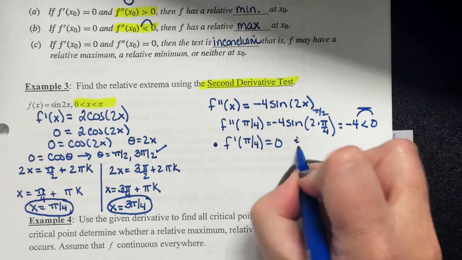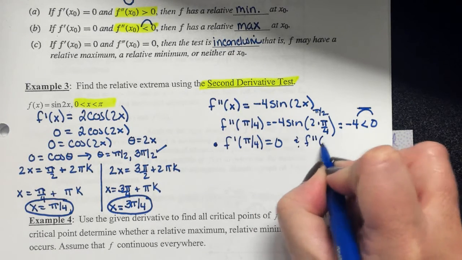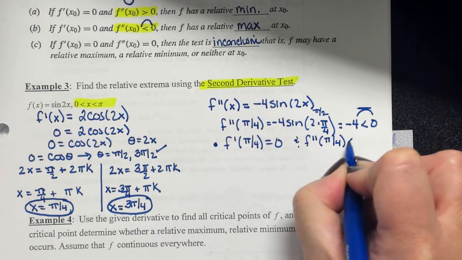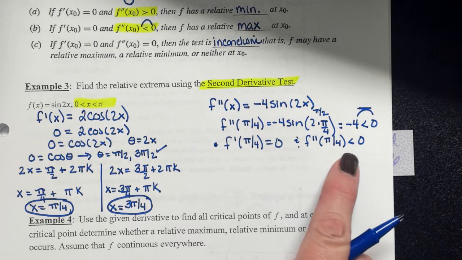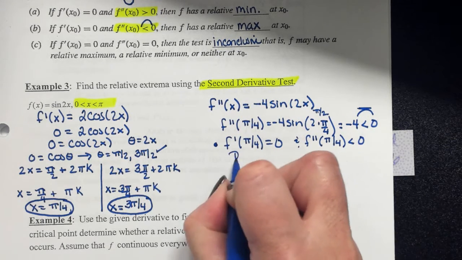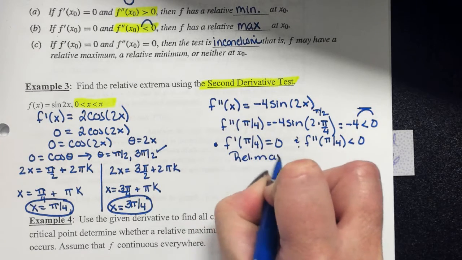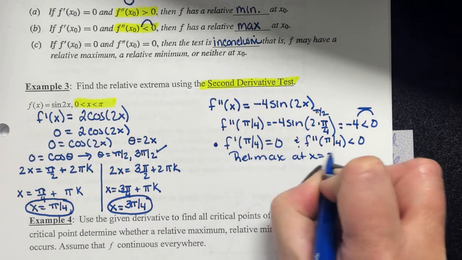And the second derivative of pi over 4 is less than 0. So there's 2 conditions you have to state. You have to state that the first derivative was equal to 0 at that point, and you must state whether or not the second derivative was greater than 0 or less than 0. So since the second derivative is less than 0, we know that we have a relative max at x equals pi over 4.